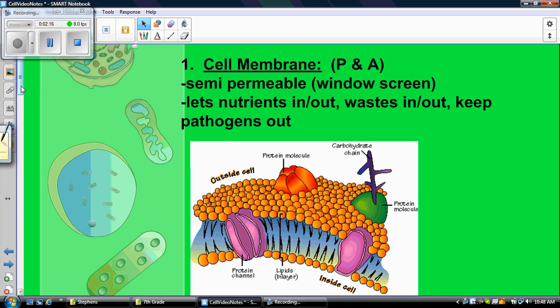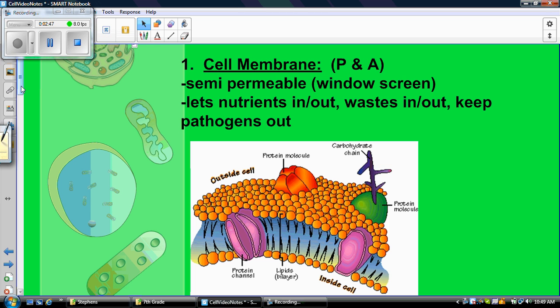Okay, what a cell membrane does is it's going to let nutrients into a cell, so things that our body needs, like those carbohydrates we were talking about, those chemicals, those proteins, the lipids. It's going to let those in and out. It's also going to let oxygen in and out, because we know we need oxygen for our bodies. It's going to let carbon dioxide go out as a waste. So a cell membrane is going to let nutrients in and out, it's going to let waste go in and out, and it's going to keep pathogens out.